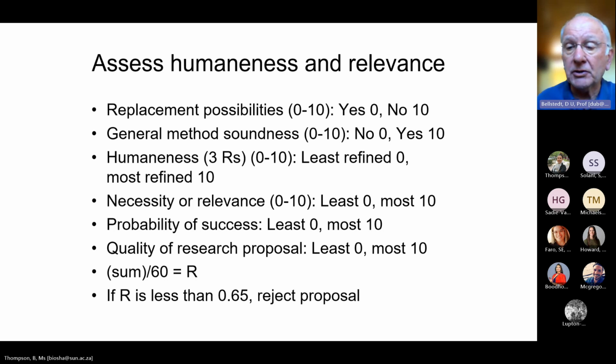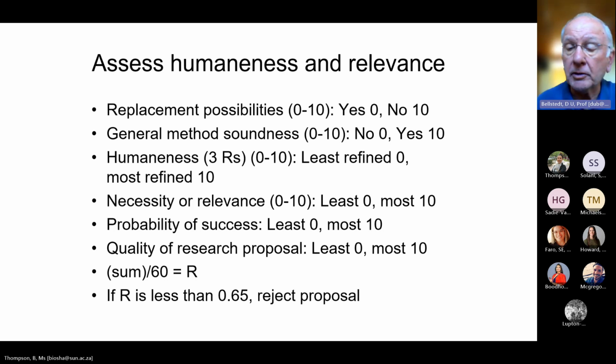General method soundness. This is where a scientist needs to state his case clearly. There needs to be a proper scientific motivation. Humaneness. I write here the 3 R's. The R's are replacement, refinement, and reduction. So we want those factors to weigh. Least refined is 0, most refined is a 10. Then necessity or relevance.